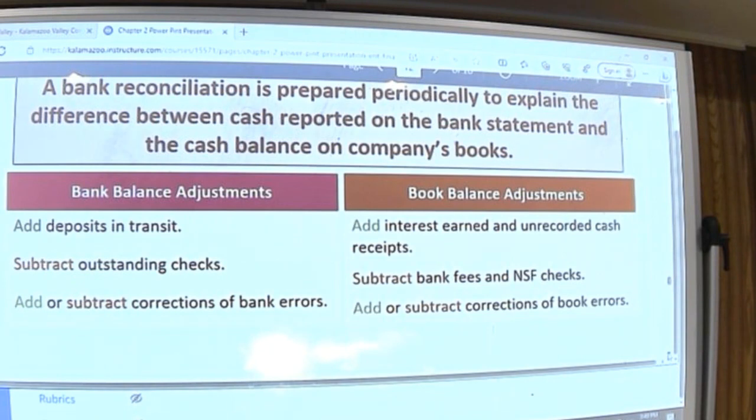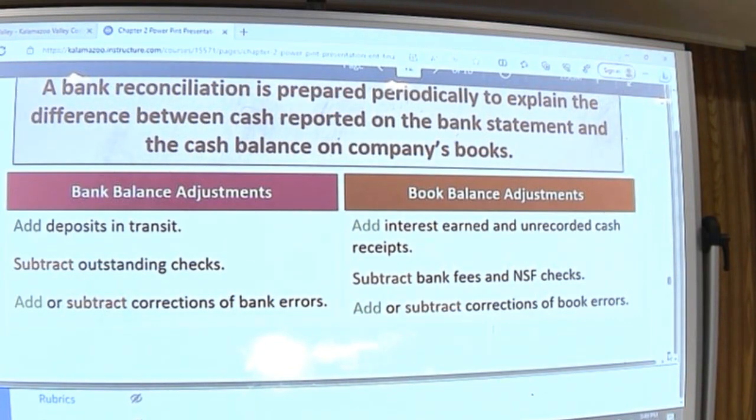And then outstanding checks, those are checks that we have written, we put them in the mail. They're in the banking system, but they haven't come back through that system and cleared our bank account. So we need to subtract those outstanding checks from our bank balance.